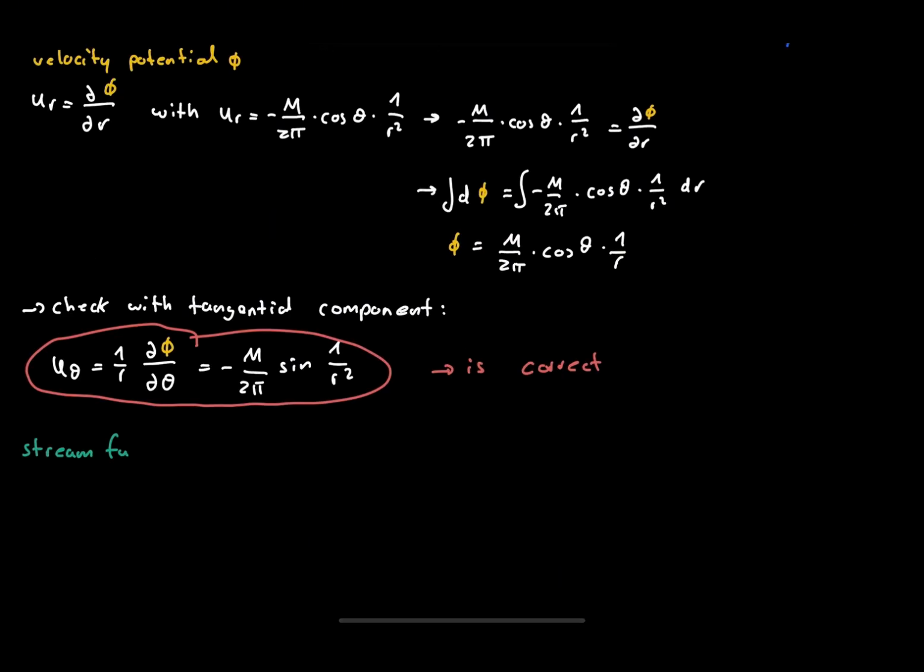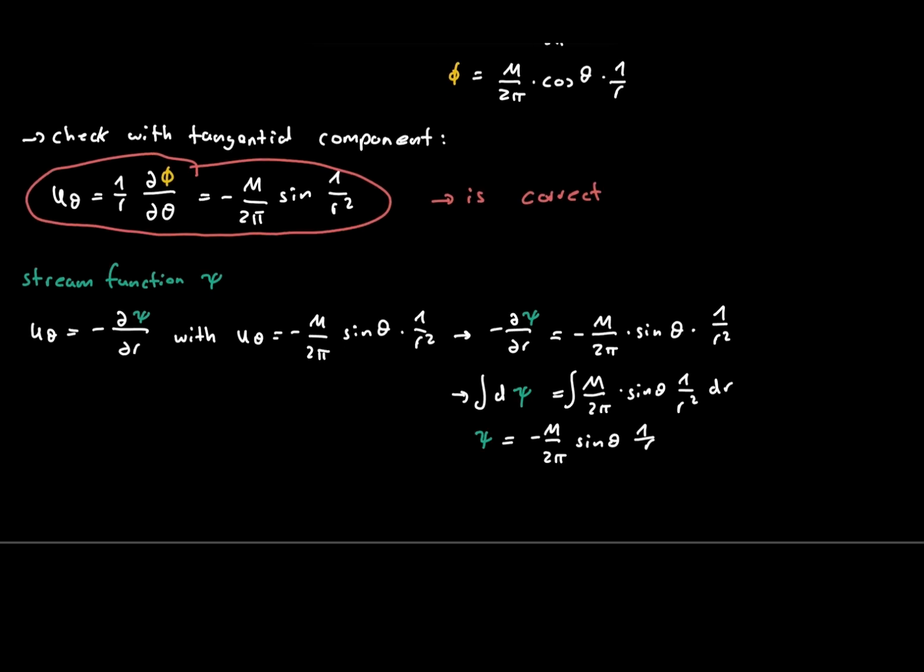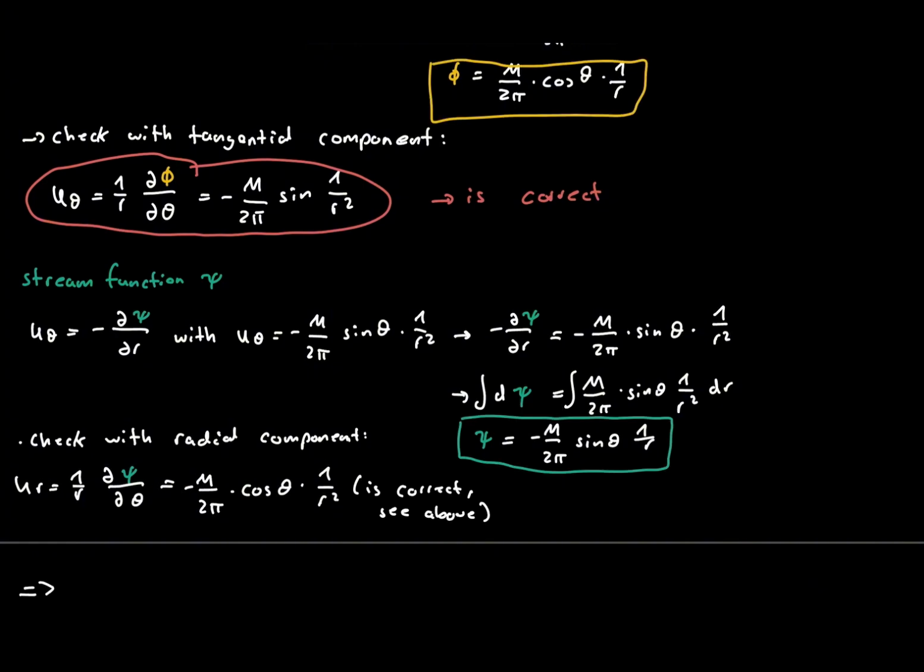Next, we determine the stream function. Using the relation for the tangential velocity, we integrate and obtain psi equals minus m over 2 pi times sine theta divided by r. Now, we combine both into the complex potential.